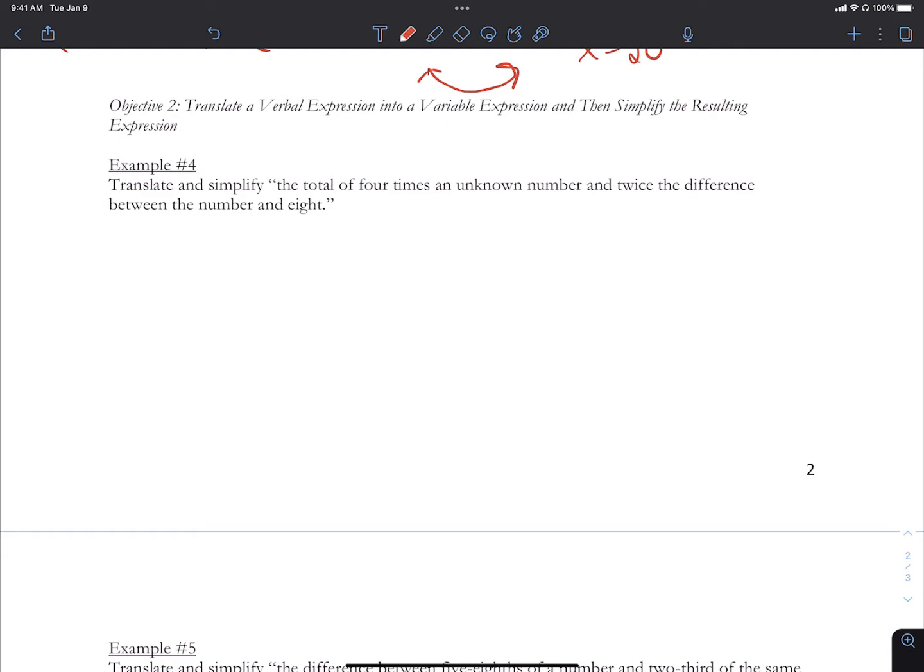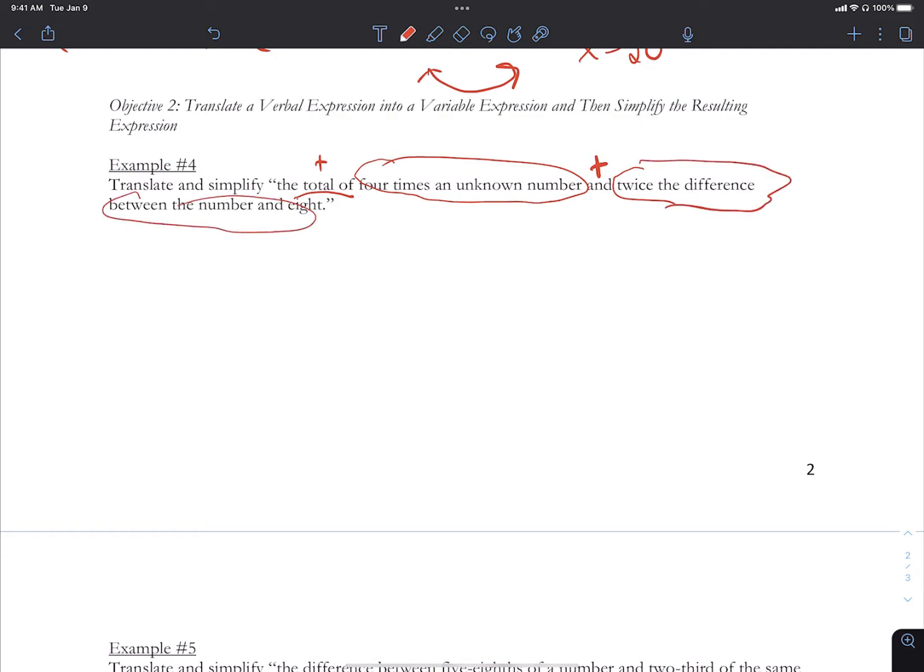So example 4 says translate and simplify. So we have the total of, right? So the total of should immediately make me think addition. So I need to identify my object. So 4 times an unknown number is one object, and the word and is where the addition sign is going to go. And then twice the difference, this is my other object, right?